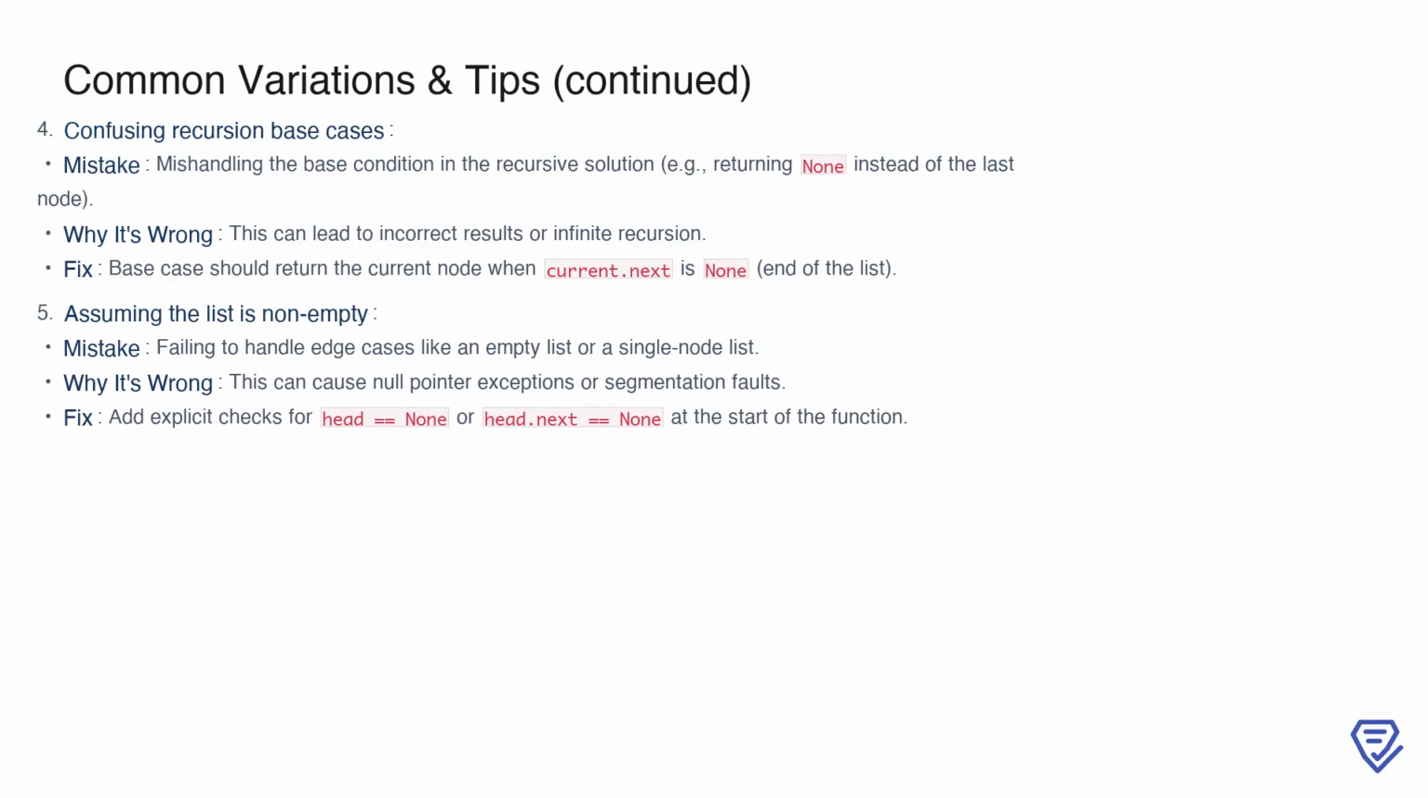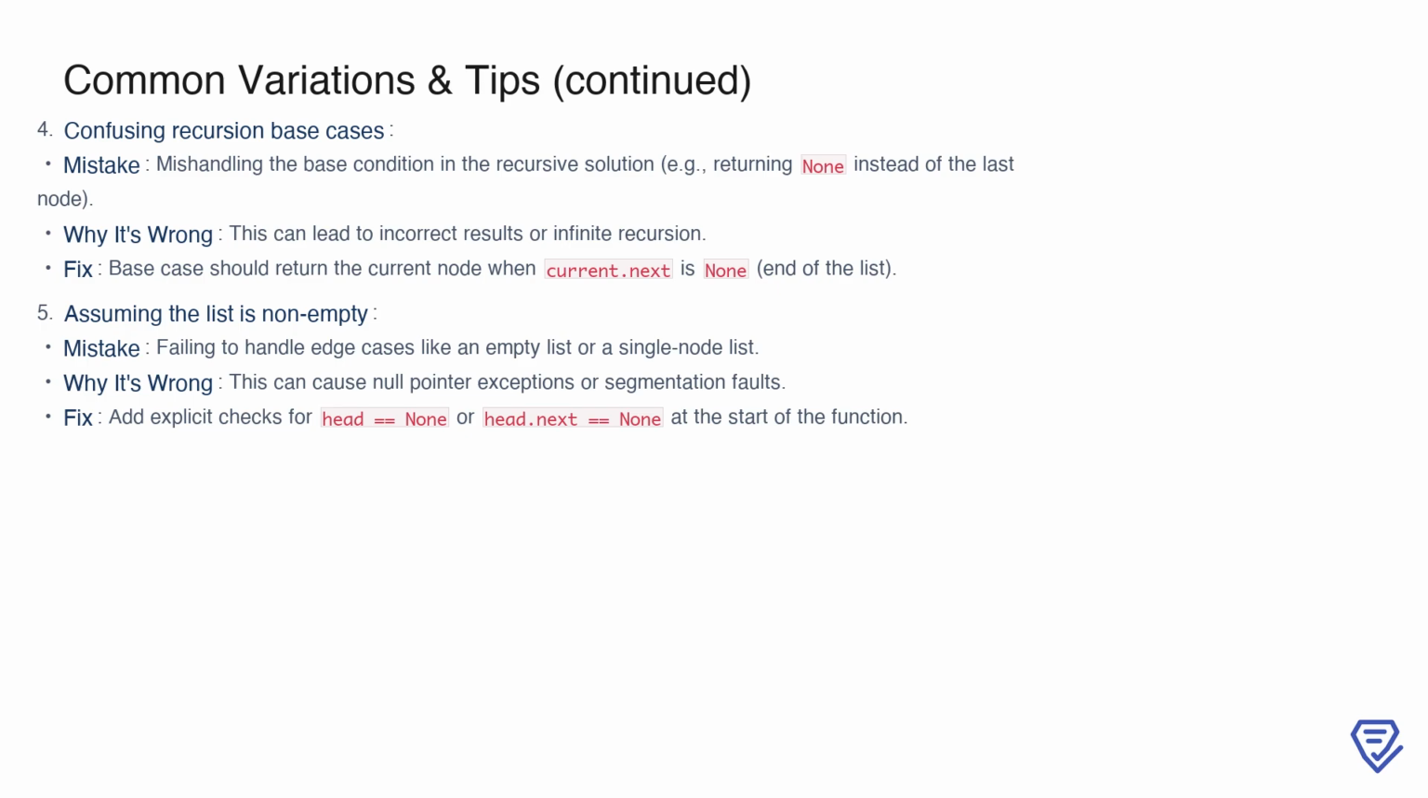Recursion introduces its own set of challenges, one of which is confusing the base case. A common mistake is mishandling the base condition, such as returning None instead of the last node. This could result in infinite recursion or incorrect outcomes. The correct approach is to return the current node when current.next is None, which signifies the end of the list.